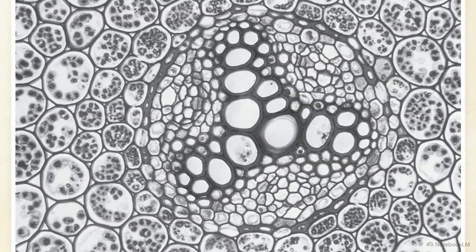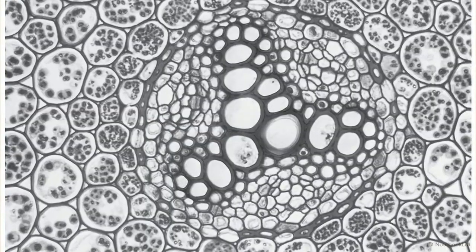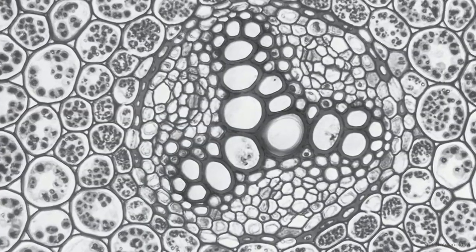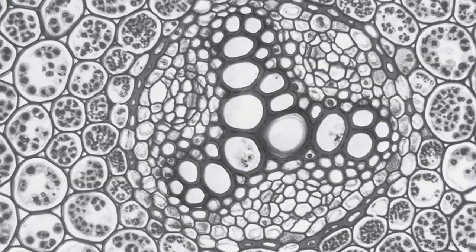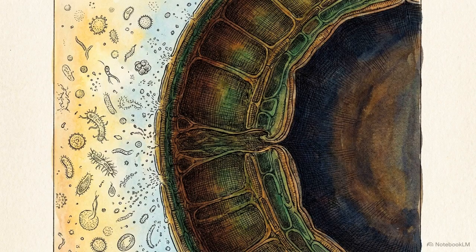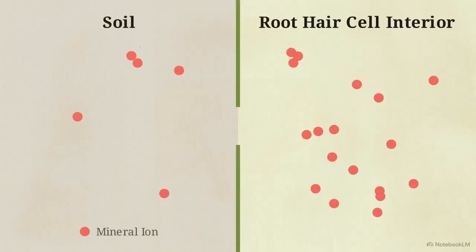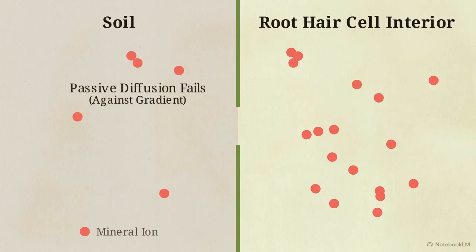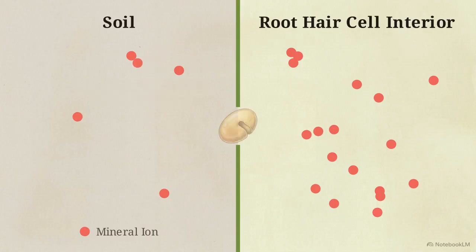Resources absorbed at the outer edge must travel inward through the cortex cells to reach the dense vascular bundle in the center. But here, the plant faces an immediate biological barrier. The mineral ions it needs are often at a much lower concentration in the soil than they are inside the root itself, meaning passive diffusion cannot occur. To acquire these minerals, the plant utilizes active transport. It must expend respiratory energy to forcefully move particles through the cell membrane against the concentration gradient.